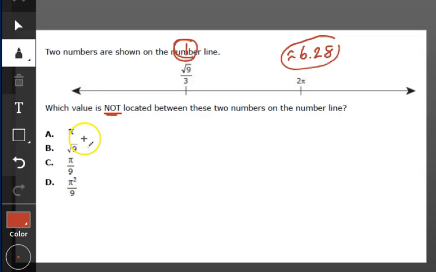All right, so maybe we don't need our calculator, maybe we do. I feel like we might for C and D. I'm going to show you. But I think that A, you guys know, is about 3.14. Square root of 9 is equal to 3. Okay. So we're going to go over and calculate pi ninths and pi squared over 9.